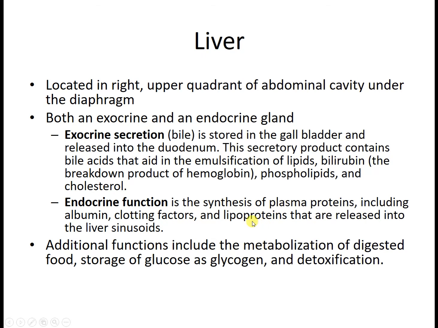Also, it produces lipoproteins, which rearrange chylomicrons. You remember chylomicrons, which were absorbed by the absorbing cells of the small intestine. These chylomicrons are very dangerous for blood vessels, and that's why the liver rearranges them into lipoproteins. Okay. And then additional functions include metabolization of digested food, storage of glucose as glycogen, and detoxification.